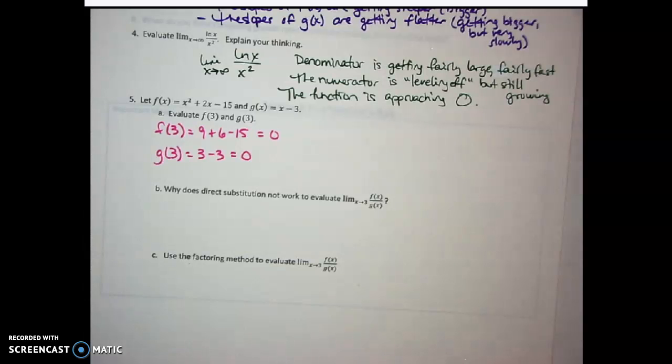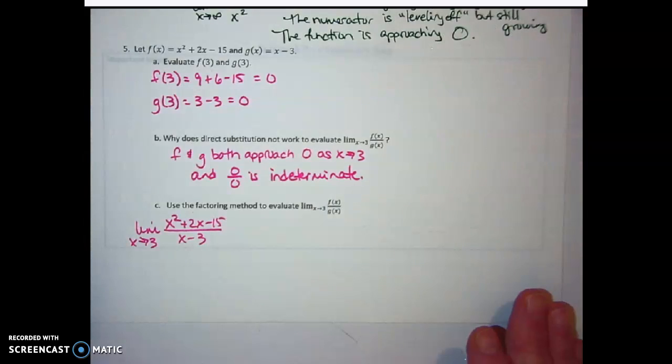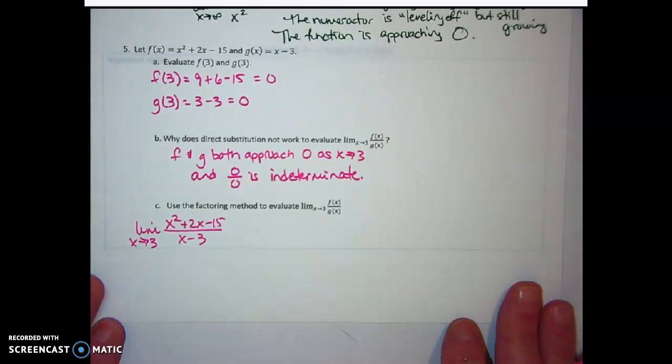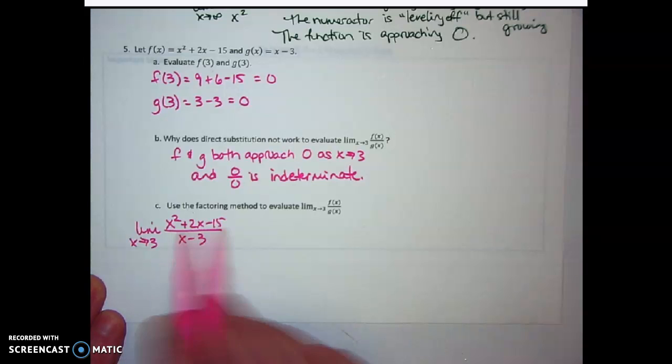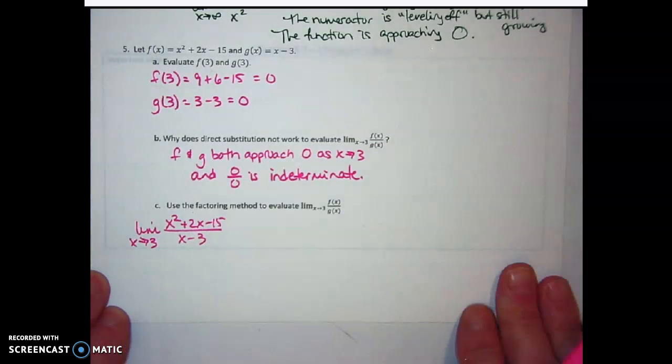Why does direct substitution not work to evaluate the limit of f of x over g of x as x approaches 3? Hopefully it's fairly obvious: you would get 0 over 0, and that again is an indeterminate form. But that's okay, we can deal with an indeterminate form. We did this back in chapter 2 when we were first learning about limits, and we're going to use the factoring method to evaluate this. Go ahead and factor the numerator, and see if from there you remember what to do to finish this problem.